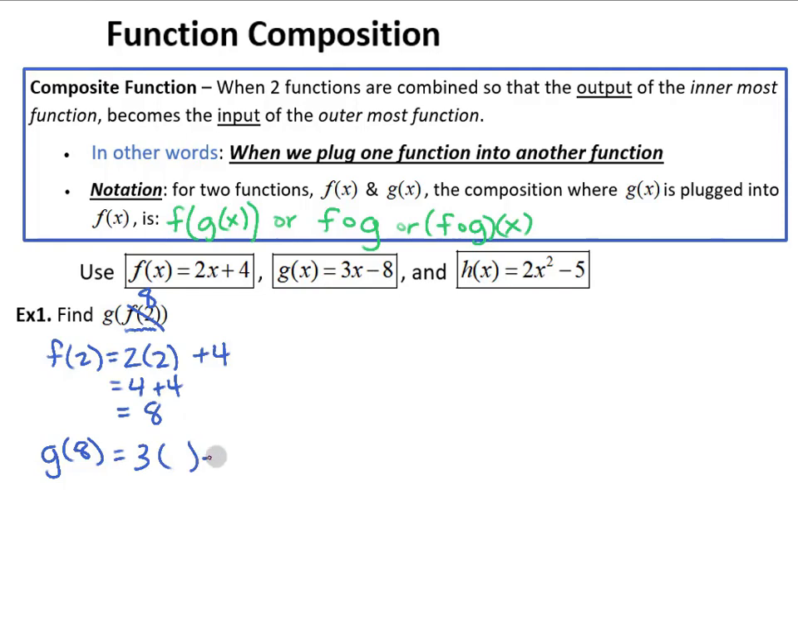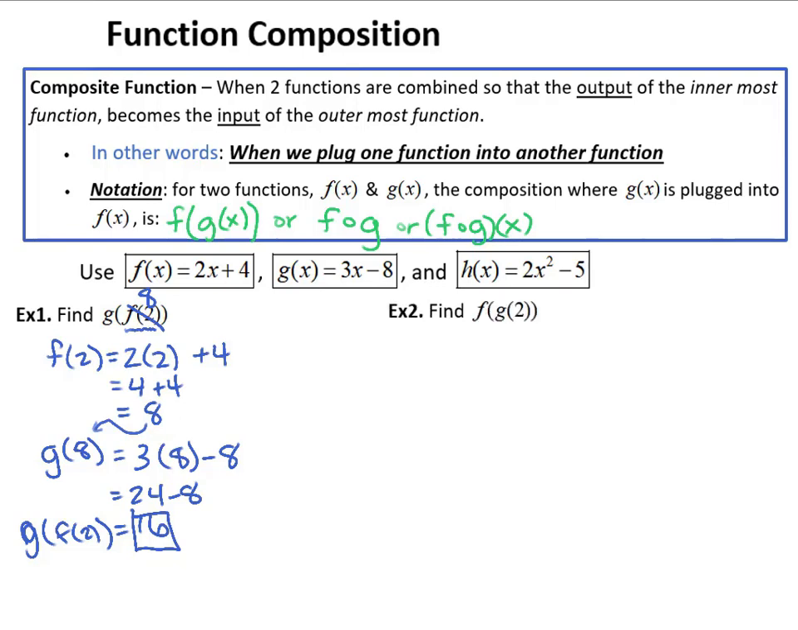3 times x minus 8. And again, we're replacing x with the value we want to plug in. Okay, so we're using this 8 to plug in here. So 3 times 8 is 24, minus 8 more is 16. g of f of 2 equals 16. So 16 is our final answer here. That's the value it was looking for.